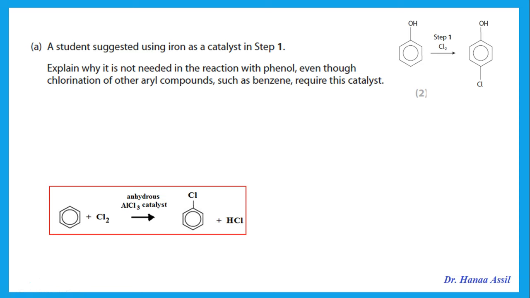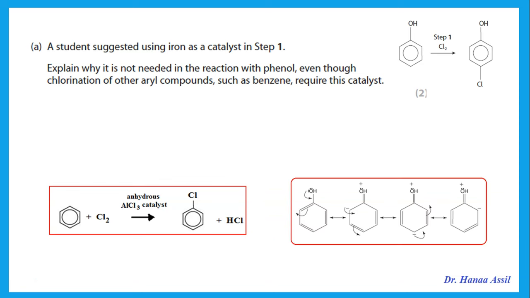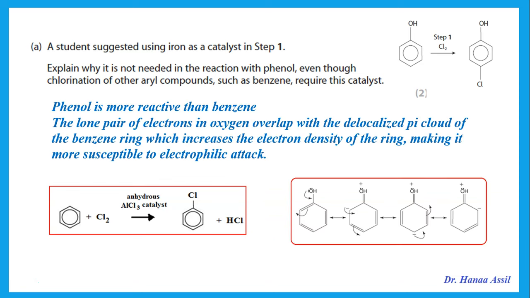Remember that to put a chlorine on a benzene ring, we needed a catalyst, so anhydrous aluminum chloride catalyst, in order for the reaction to occur. But with phenol, we do not need a catalyst, and that is because the lone pair of electrons on oxygen overlaps with the delocalized pi cloud of the benzene ring, which increases the electron density of the ring, making it more susceptible to electrophilic attack, and that is why phenol is more reactive than benzene.